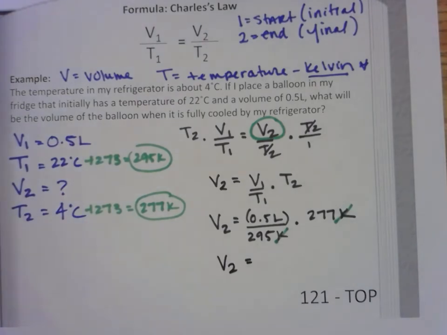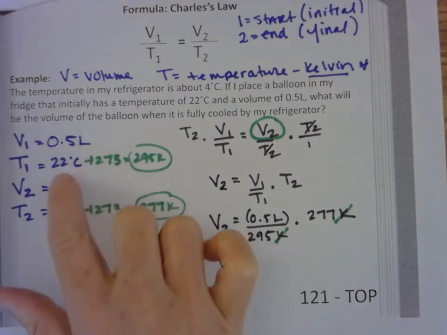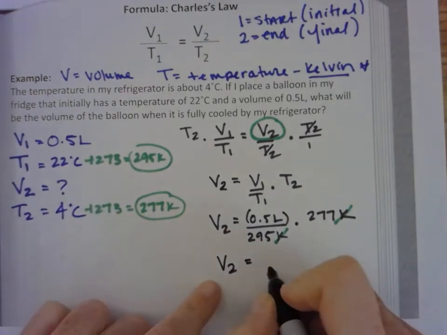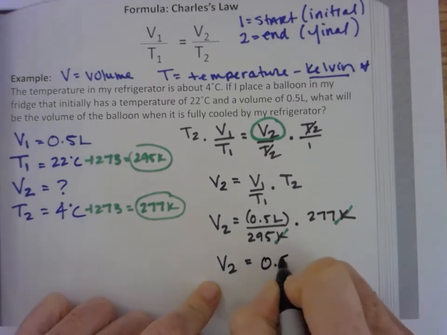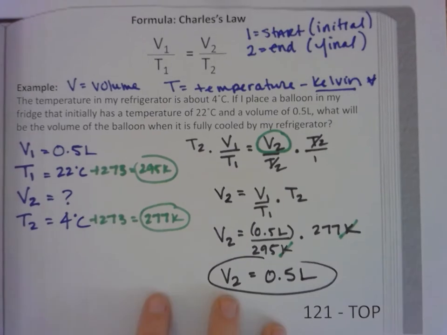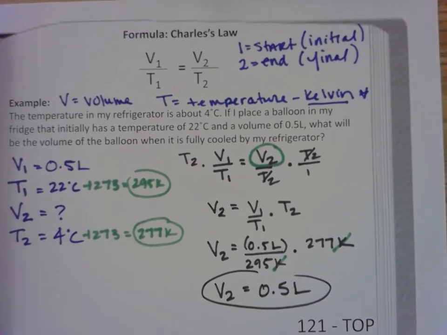In my calculator, I would do 0.5 divided by 295, enter, times 277. Go back to your original values for significant figures. This one has 1, 2, and 1, therefore I can have one significant figure. That would make the answer 0.5 liters. So the refrigerator is not going to change the volume of the balloon. It is not going to be cold enough to reduce the volume. We just use Charles' law to solve for final volume.